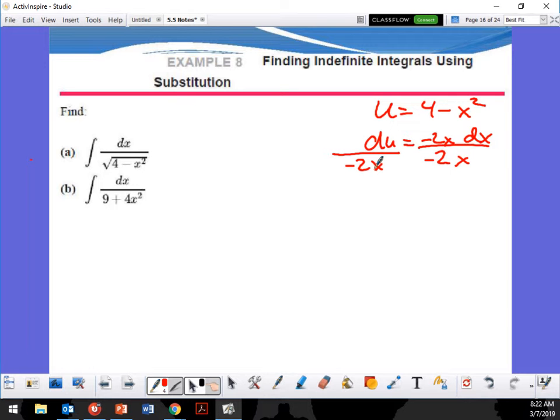Okay, so if I were to do that, it'd be u minus 4 equals negative x squared, so it's going to be divided by the negative 1, so it's 4 minus u equals x squared.